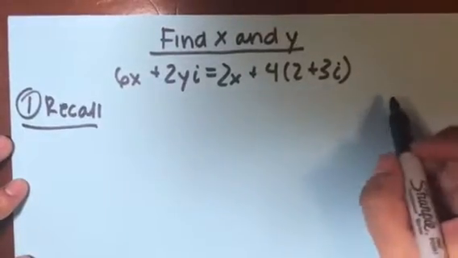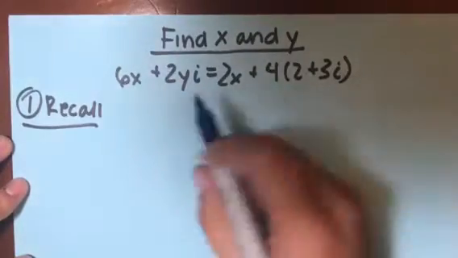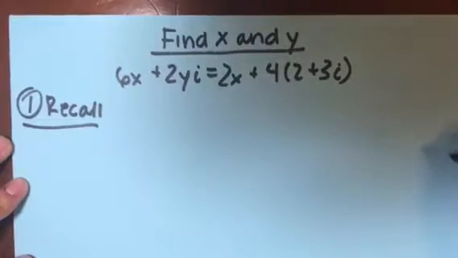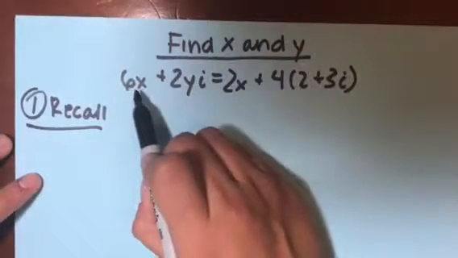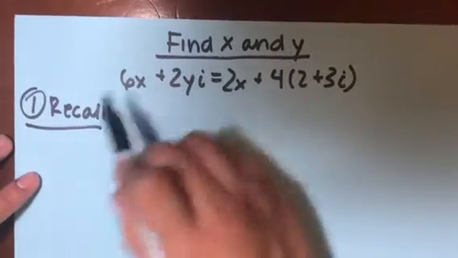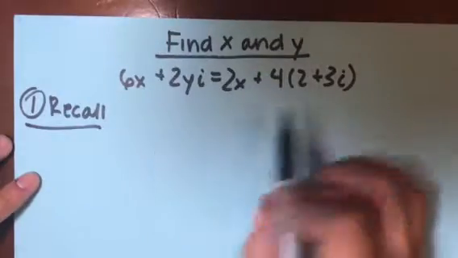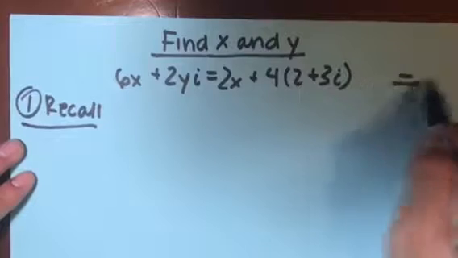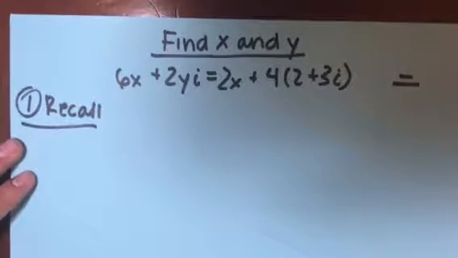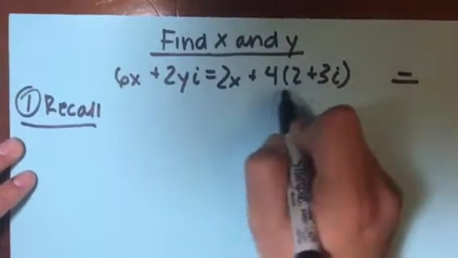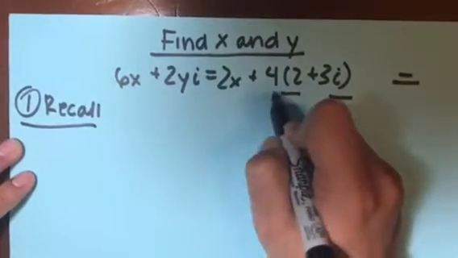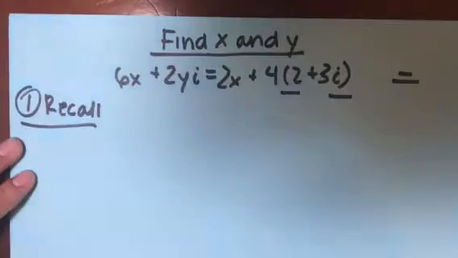Two complex numbers are equal to each other if their real parts are equal to each other and their imaginary parts are equal to one another. So here, if we can identify the real and the imaginary parts in each of these complex numbers, we can set those real parts equal to each other and the imaginary parts to each other and solve for x and y. However, because we have these parentheses, we have to distribute the 4 into the 2 and into the 3i.